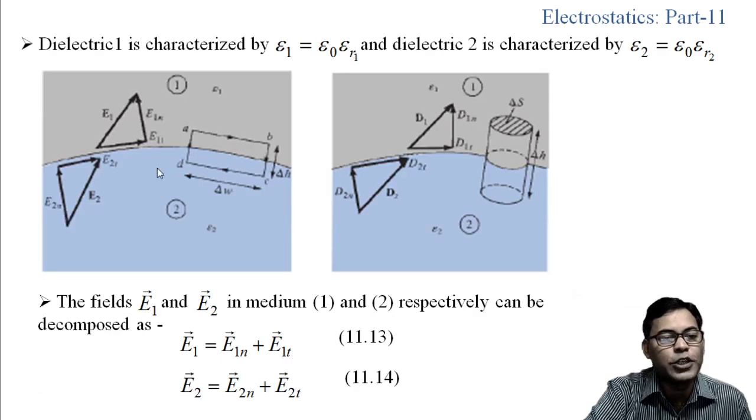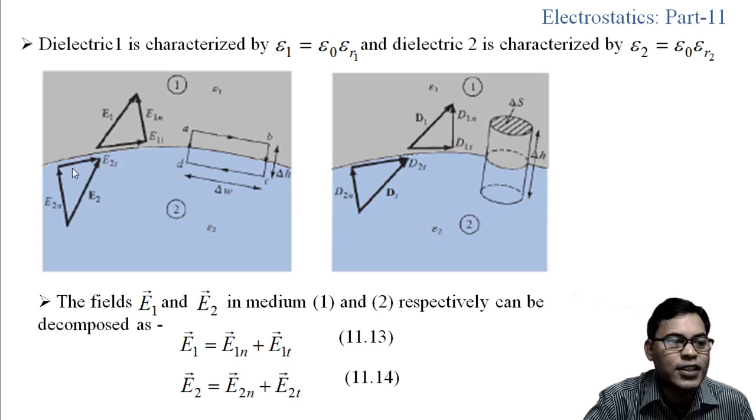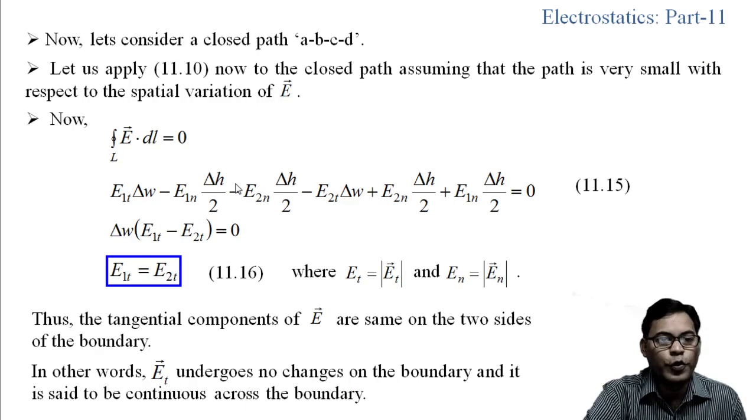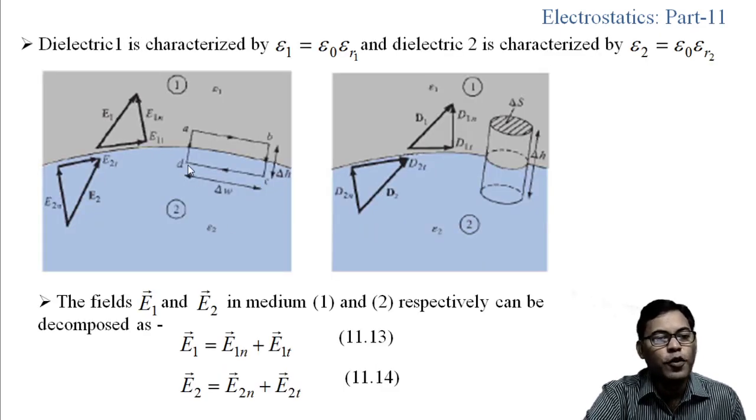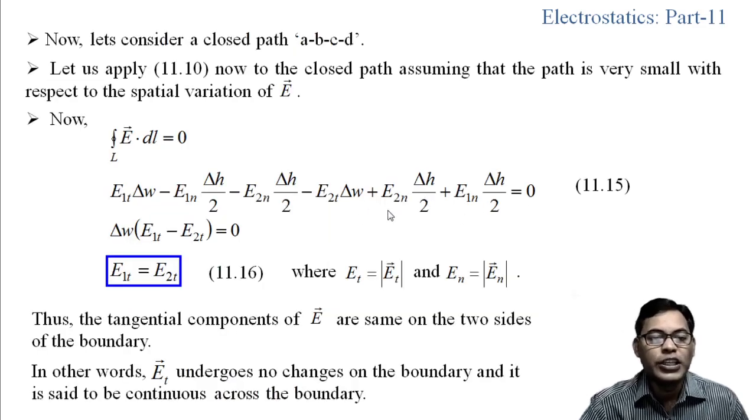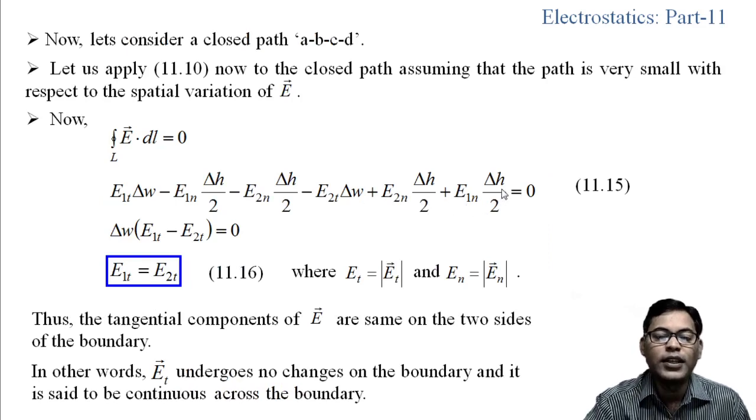Now we are moving from C to D. From C to D, dl is represented by del W, and the tangential component E2t is in the opposite direction, so here also we get the negative sign: minus E2t del W. Similarly, if we move from D to this surface, we get E2n in the same direction into del H by 2, plus del H by 2 into E1n, because E1n is also in the same direction, D to A. So the last two terms give E2n into del H by 2 plus E1n into del H by 2 equals 0.